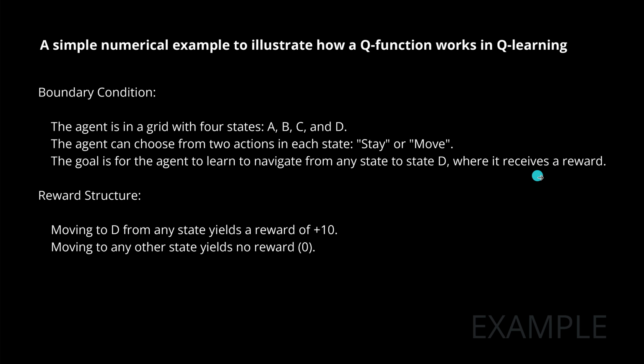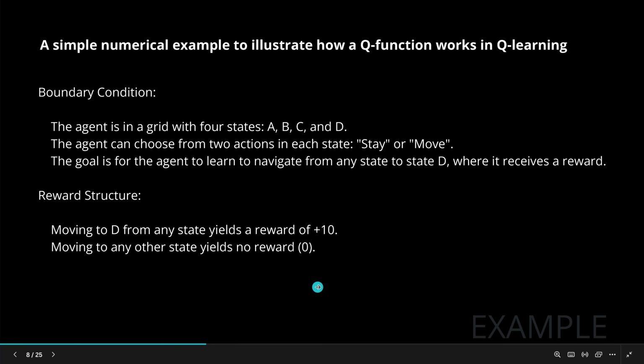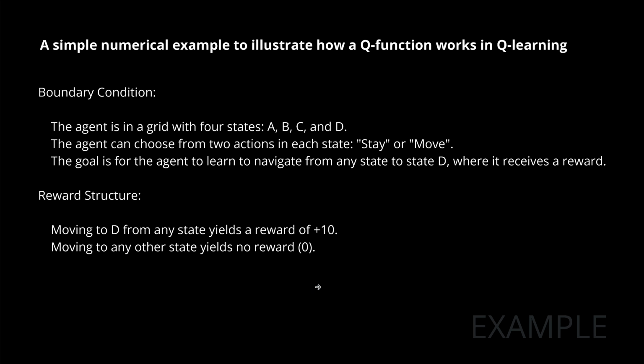So this is what he is looking for, this particular agent. The reward structure is simple. Okay, not a gold crown, but moving from D to any state yields a reward of plus 10 points. And moving from any other state yields no reward, 0 points. So, sorry, we're just giving out points here.